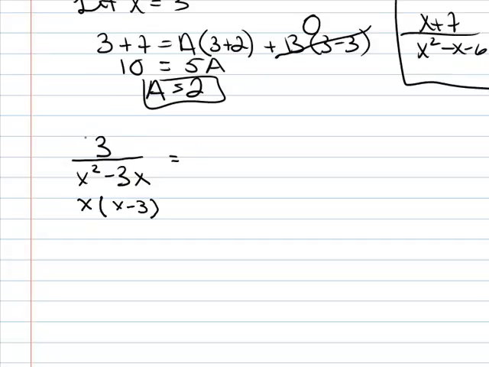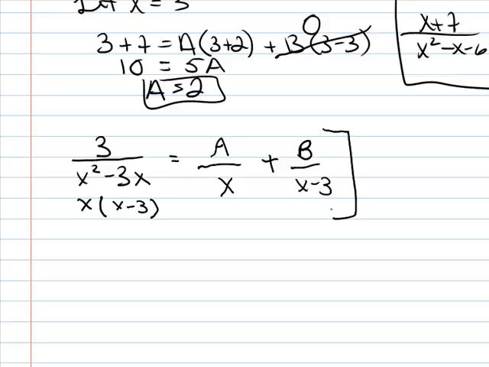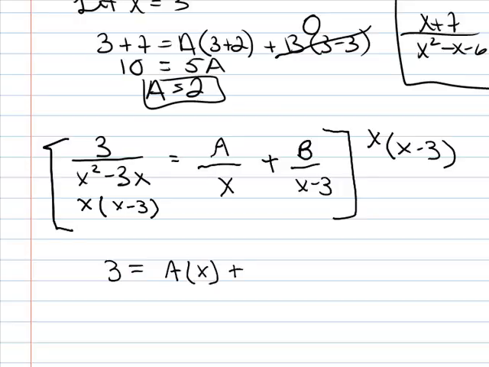And then so you have a over x plus b over x minus 3. We multiply the whole problem by x and x minus 3, which gives you 3 equals a times x plus b times x minus 3.